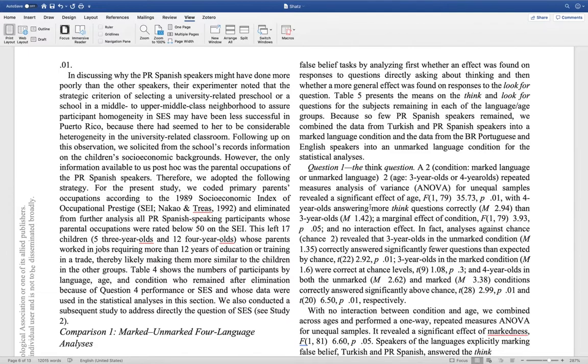Table 4 shows the numbers of participants by language, age, and condition who remained after elimination because of question 4 performance or SES, and whose data were used in statistical analysis in this section. We also conducted a subsequent study to address directly the question of SES.